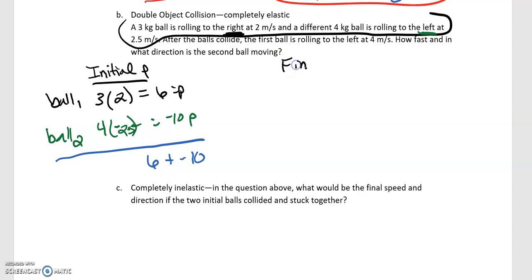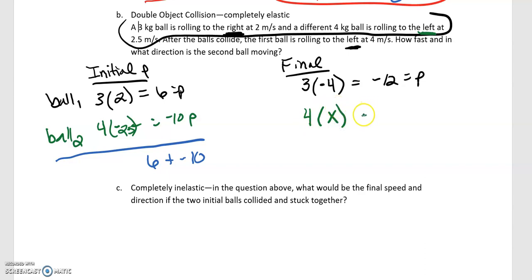Now, my final values. After the ball collides, the first ball is still going to be 3 kilograms, and it is rolling to the left at 4 meters per second. So that would be a negative 4, which would give me a momentum of negative 12. Now ball number 2 is our unknown. We still know that ball number 2 is 4 kilograms, but we don't know how fast it's going. So ball number 2's momentum would be called 4x.